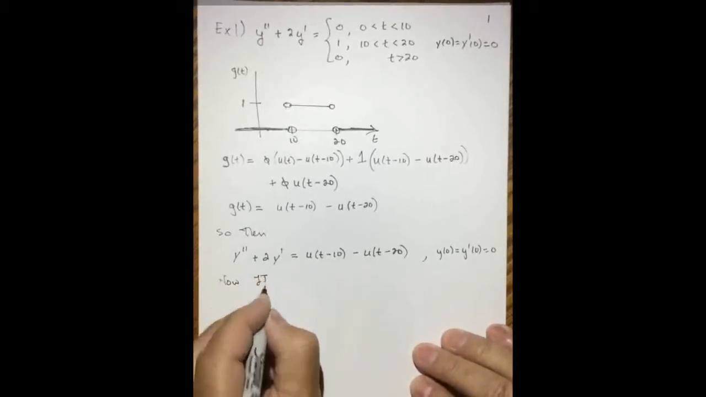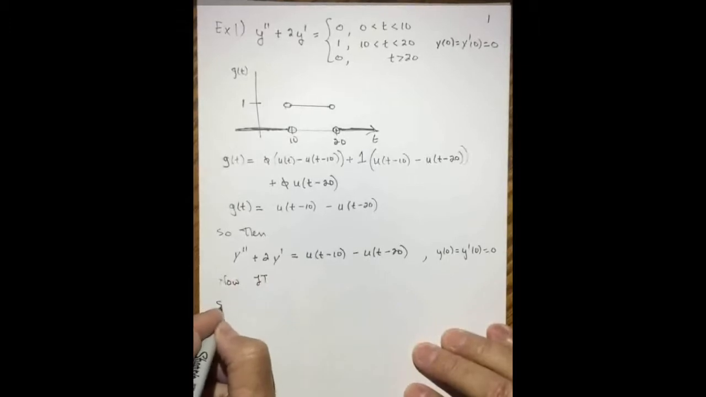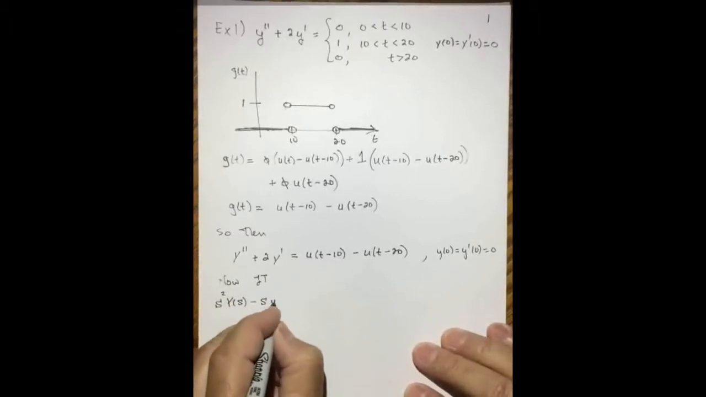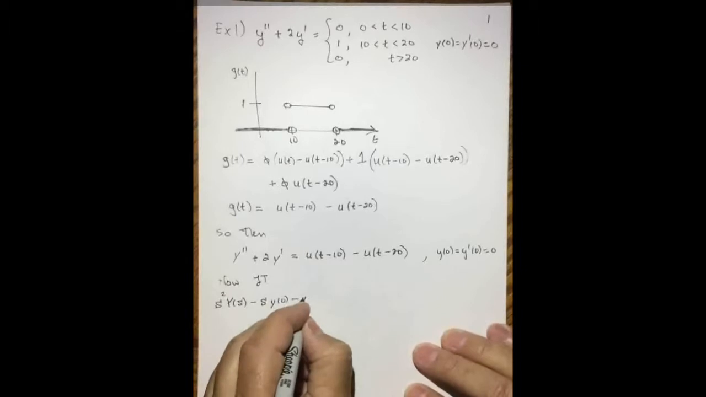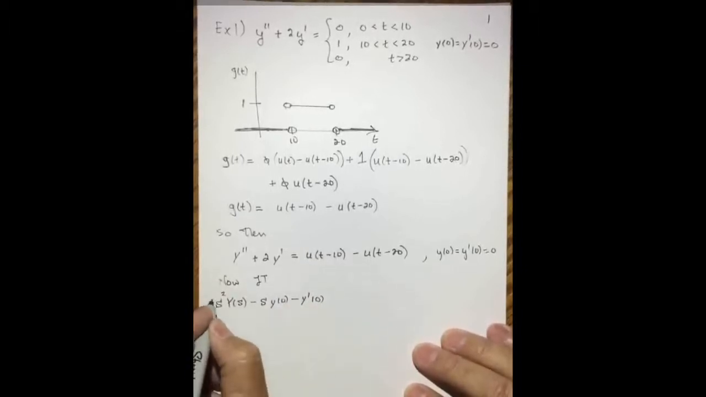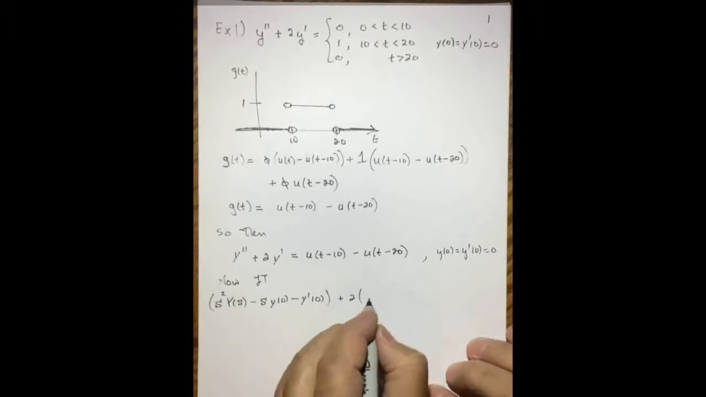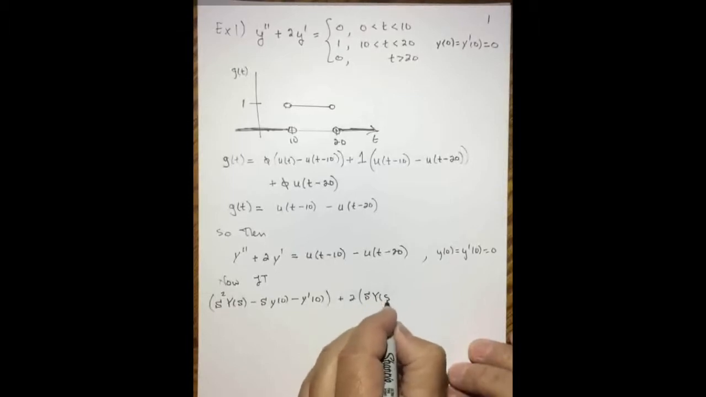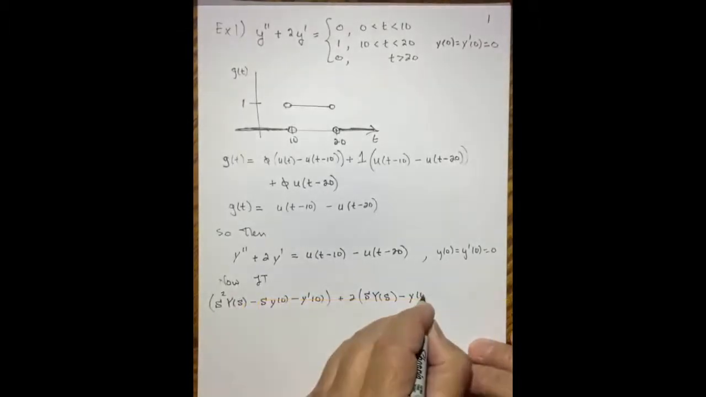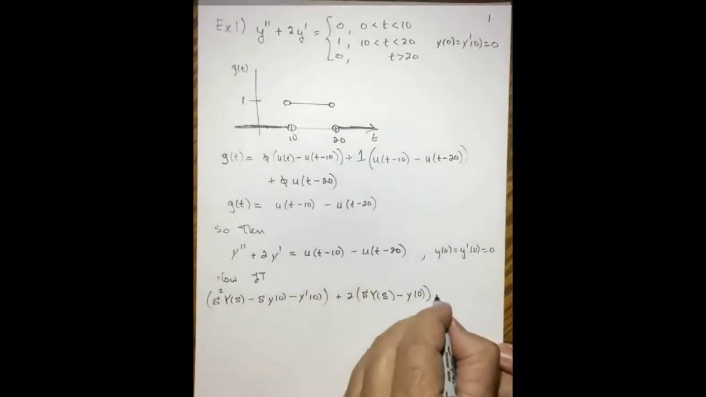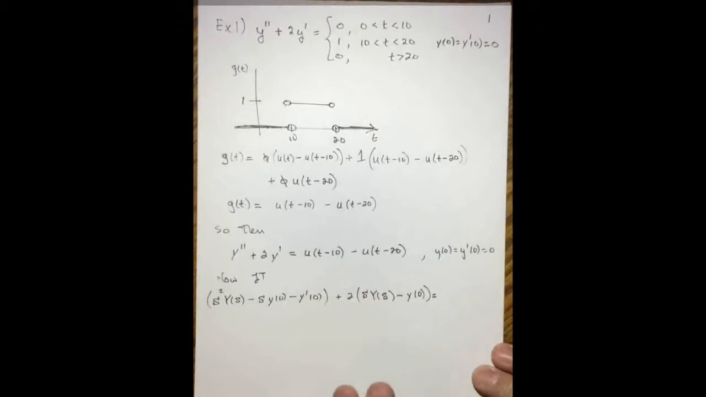Okay, now we take Laplace transforms of both sides. This is going to give us an s squared Y of s minus s times y of 0, always the same thing, minus y prime of 0. That's your second derivative. And then 2 times the first derivative, the Laplace transform of the first derivative is s times Y of s minus y of 0. And that's going to be equal to what now?